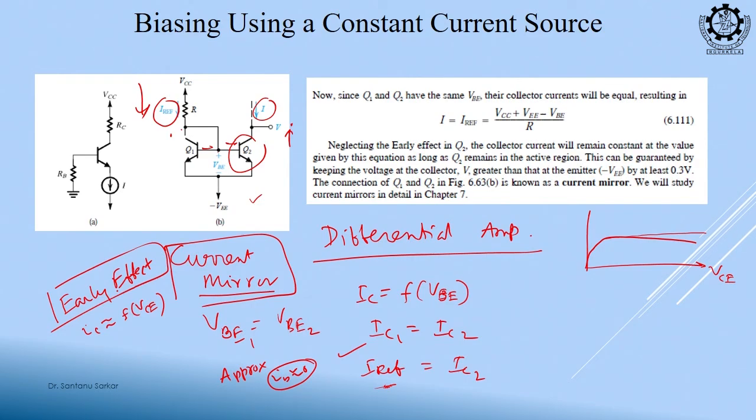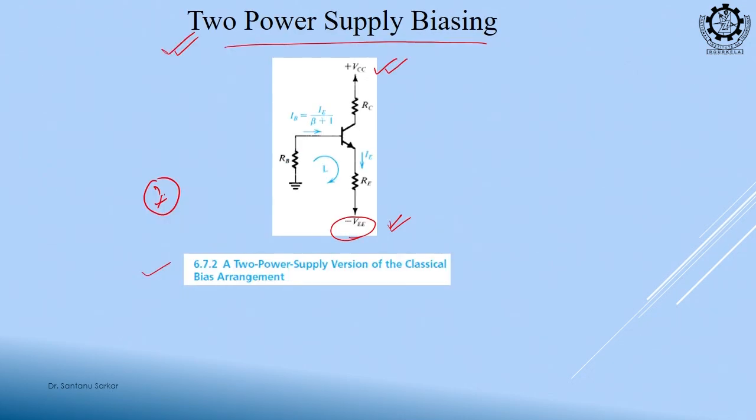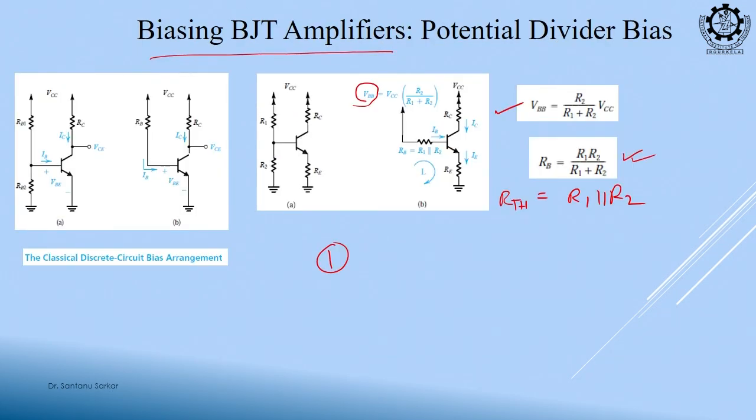Okay. So, this mirror or this current source is also used for biasing. So, this is called constant current source biasing. So, how many have we learned? Constant current source biasing, collector to base feedback resistance biasing, 2 power supply biasing, potential divider biasing. A few other techniques are there, but these are the most important. So, let us stop here today and we will continue from this in the next class.